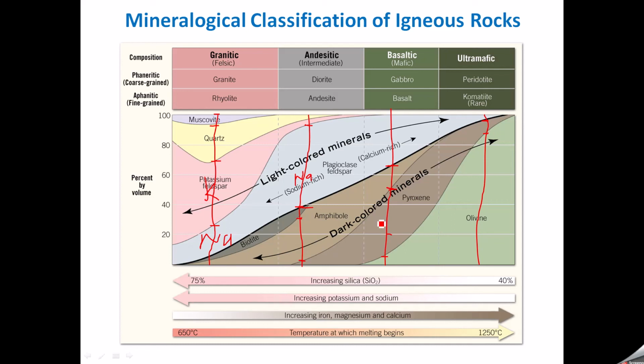So this is the main idea of this mineralogical classification. And all of these minerals form at almost the same time during the crystallization of the magma.